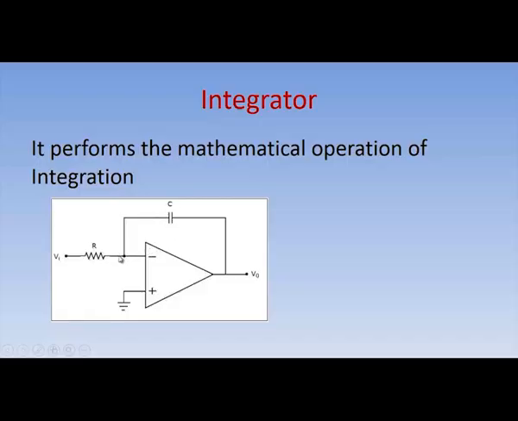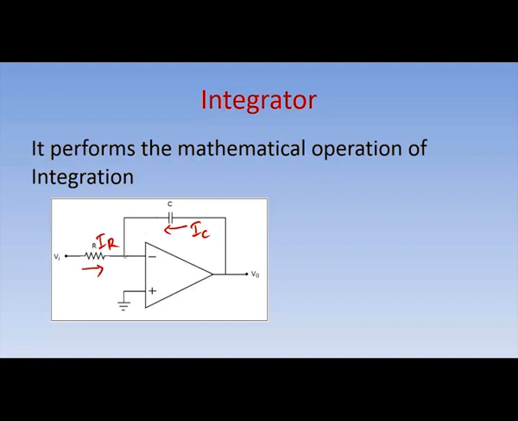So the next circuit is an integrator circuit. It performs the mathematical operation of integration. So when you look at the circuit, we have just interchanged the capacitor and the resistor from the differentiator. In the differentiator, you have a capacitor here, you have a resistor in the feedback loop. Now it has been interchanged for an integrator, and the derivation for the output of the integrator is, consider the current through the resistance as IR and the current through the capacitor as IC.